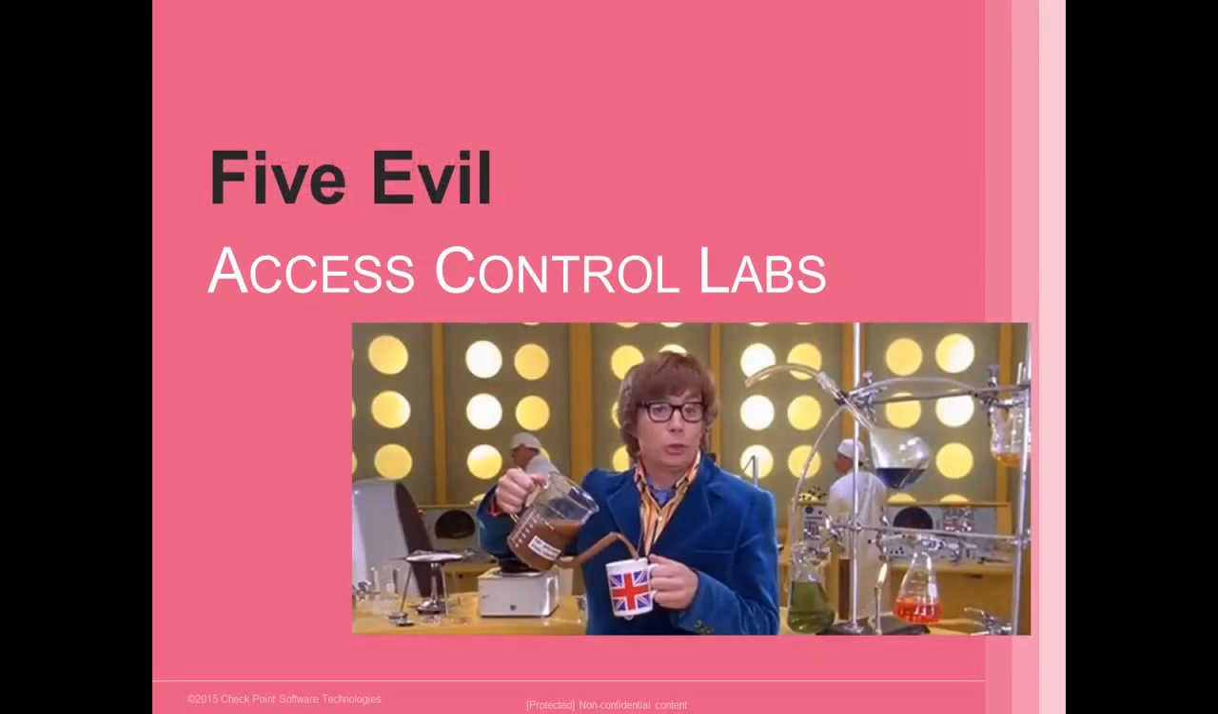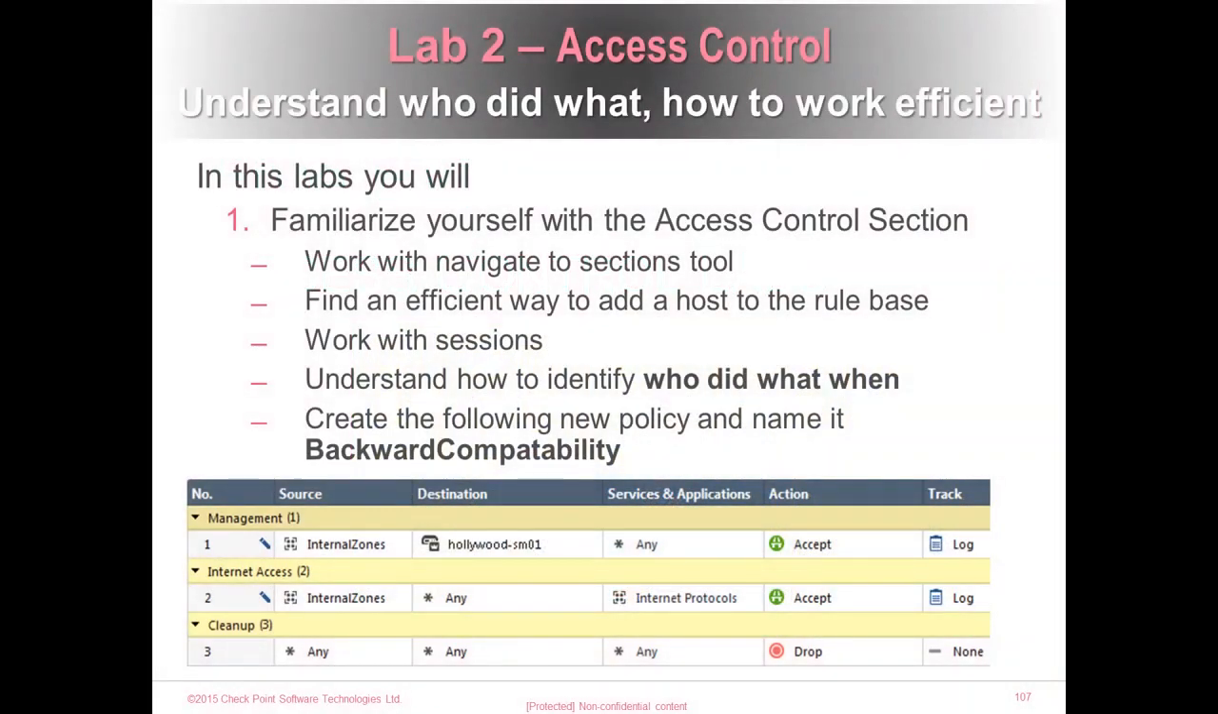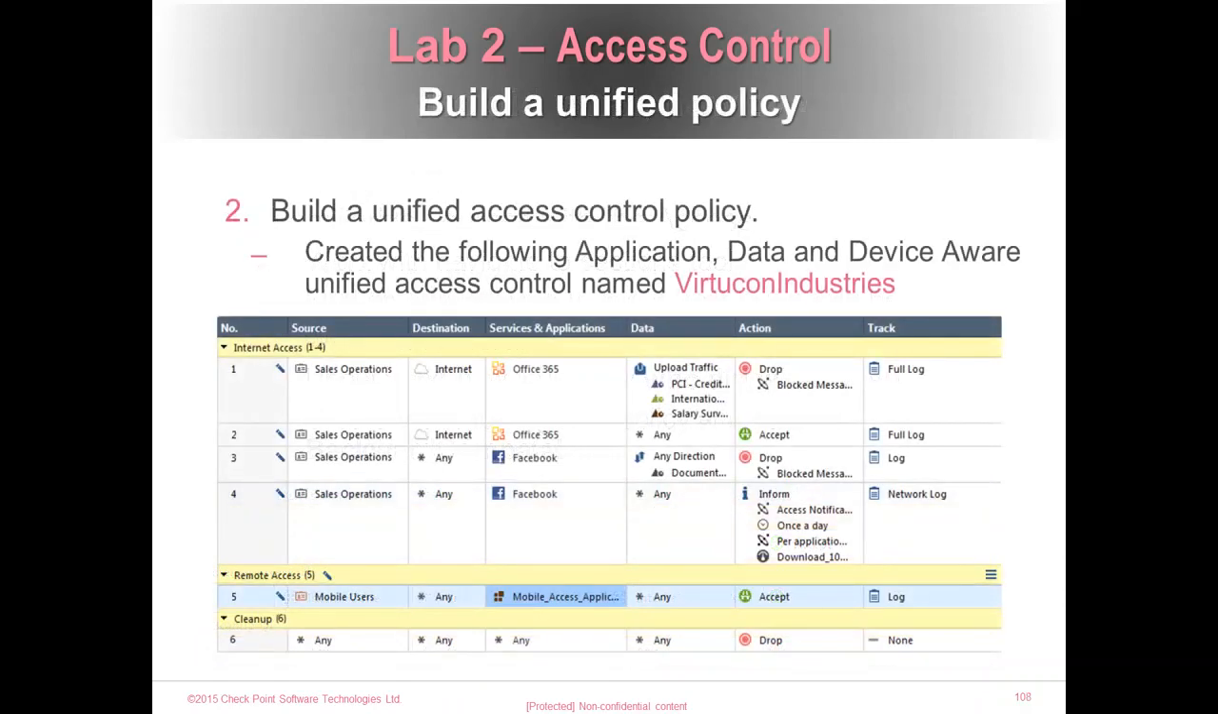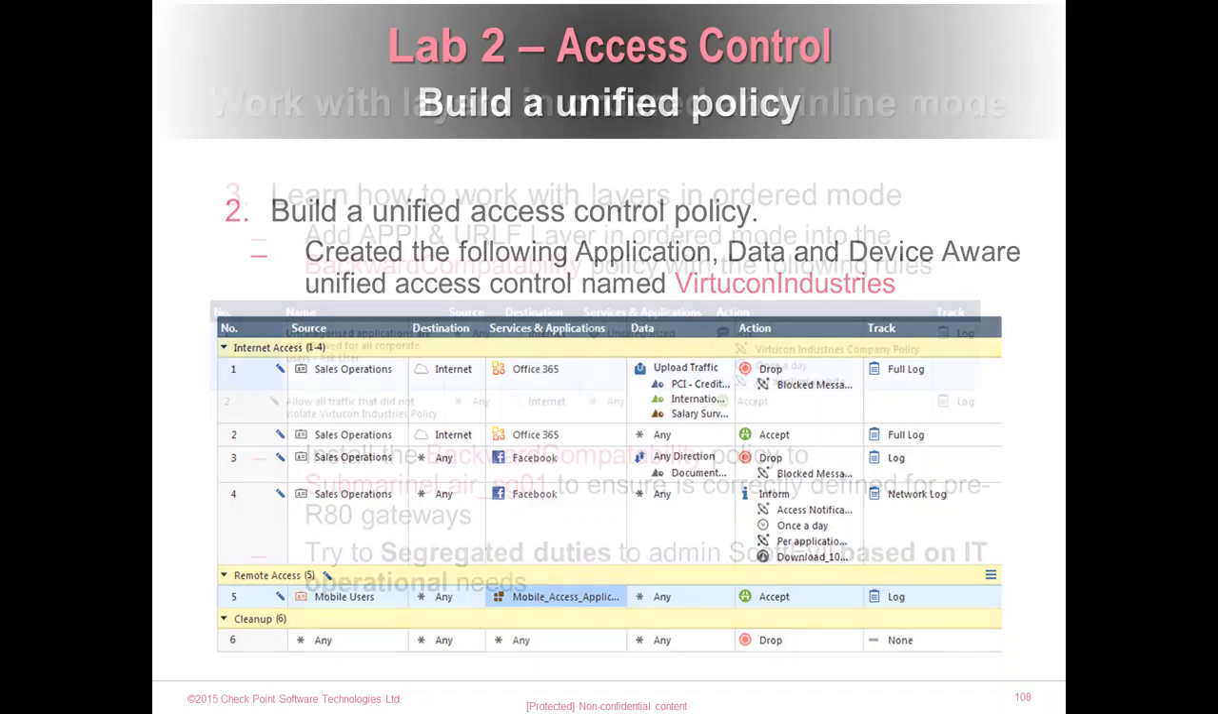So let's move forward to the access control lab. Lab number 2, the access control lab, is divided into 5 sections. In the first section, you're going to familiarize yourself with the access control view inside SmartConsole, and you're going to build a new policy package called backward compatibility package. In the second section, you're going to build a unified access control policy that you're going to call Verticon Industries.